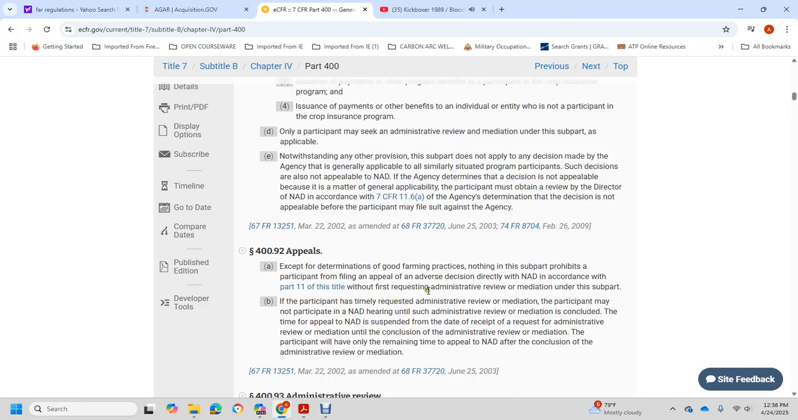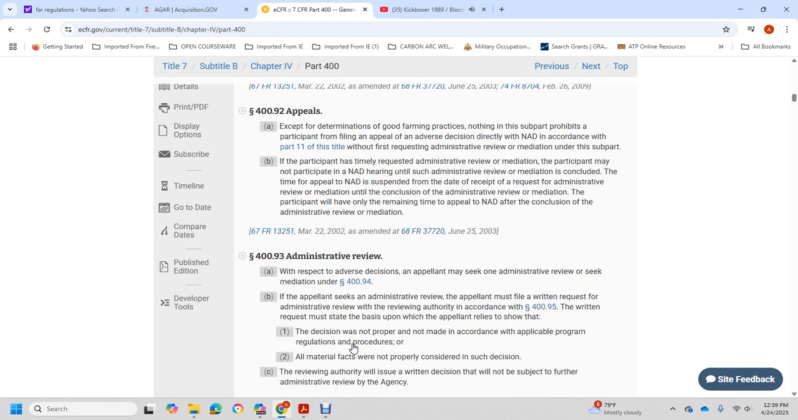Participants who have at the time requested an administrator review or mediation may purchase a National Agricultural Department hearing. The administrative review or mediation concludes with the time of the appeal with the National Agricultural Department suspended from the date of the receipt of the request of the administrator of the review or mediation until the conclusion of the administrative review decision of the participant. We have only the remaining right of the National Agricultural Department appeal after the conclusion of the administrative review or mediation.